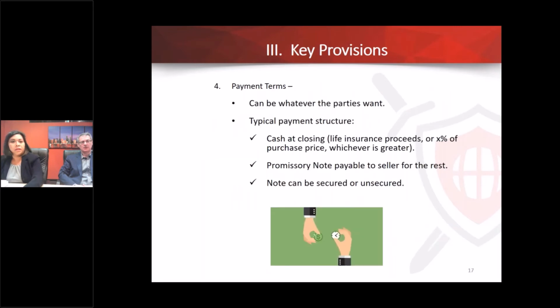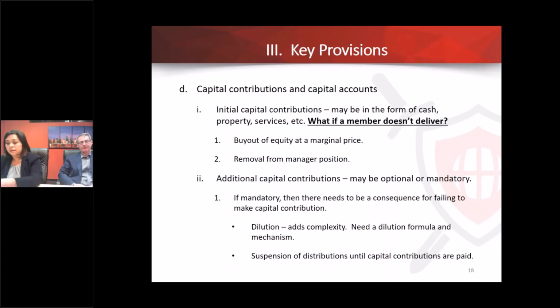And then Gary alluded to the payment terms, which can be negotiated up front. That way there's no surprises. The next key provision is capital contributions, and we see quite a lot of litigation on this, actually.